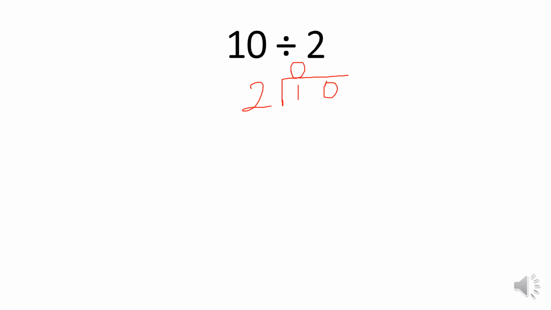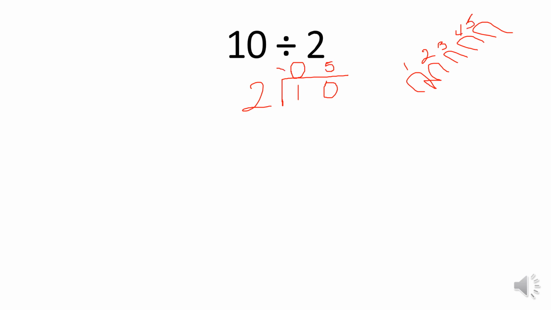Now I'm going to say 2 into the both numbers. 10. Alright? 2 into 10. We can count in 2's until we get to 10. 2, 4, 6, 8, 10. Okay, how many fingers do you have up? 1, 2, 3, 4, 5. 2 into 10 is 5.